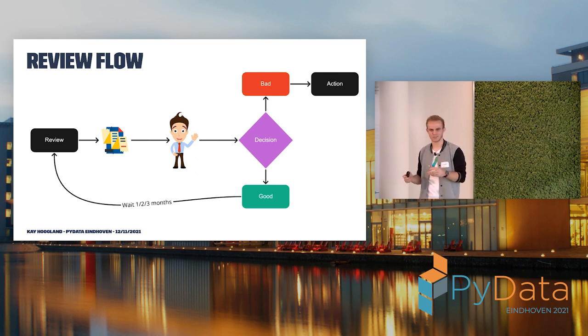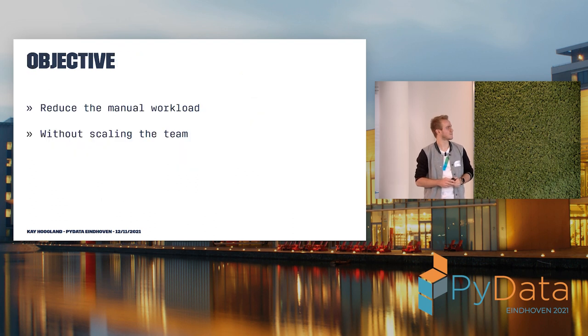When you're in our system, you will get a review every 1, 2, or 3 months. You supply us with your bank statement. Patrick will make decisions again. If a client is good, then he gets the new review again in 1, 2, or 3 months. But if it's bad, then there's an action. We might kick them out or we lower their credit limit. So the objective here is to really reduce the manual workload for reviews, because this is quite big for us, but without scaling the team.